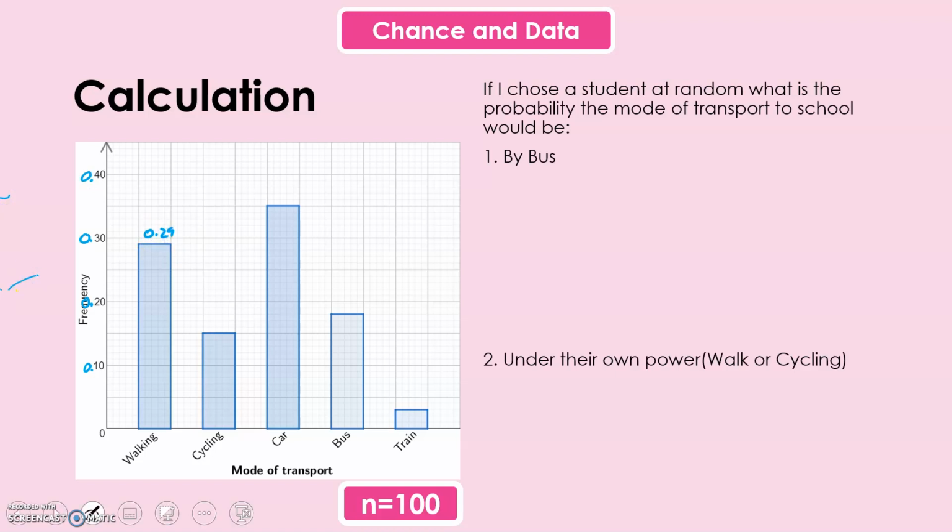And then you could read the probabilities as 0.29 for walking, 0.15 for cycling. The probability of the car is 0.35. And the bus is 0.18. And the train 0.03. And then use that quite quickly, work out the probability of bus is equal to 0.18.